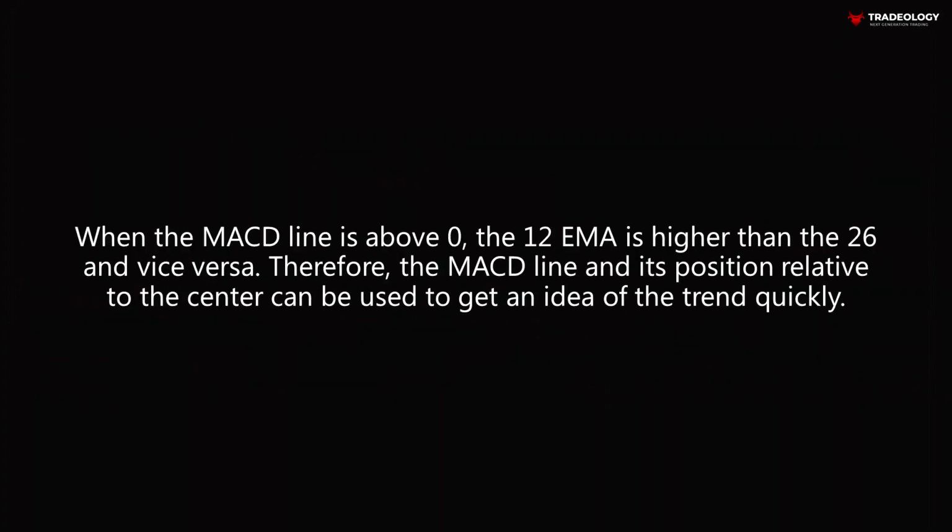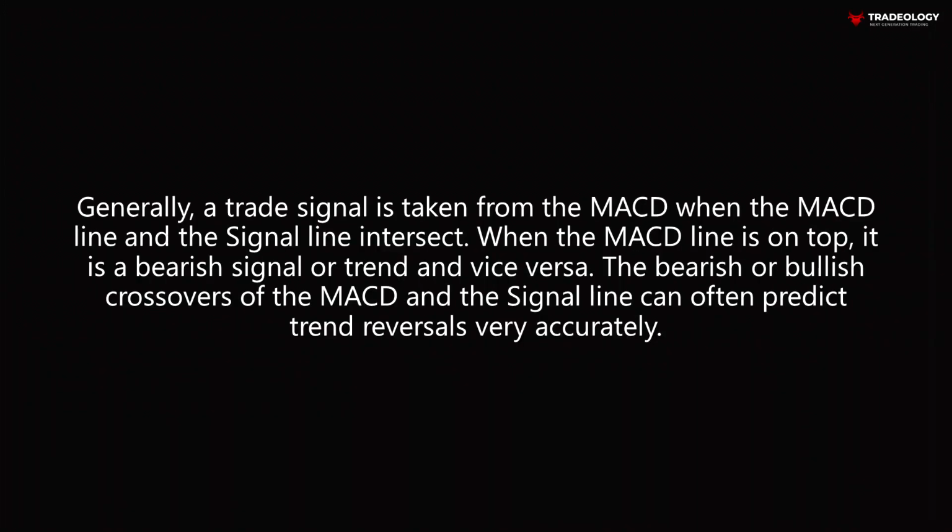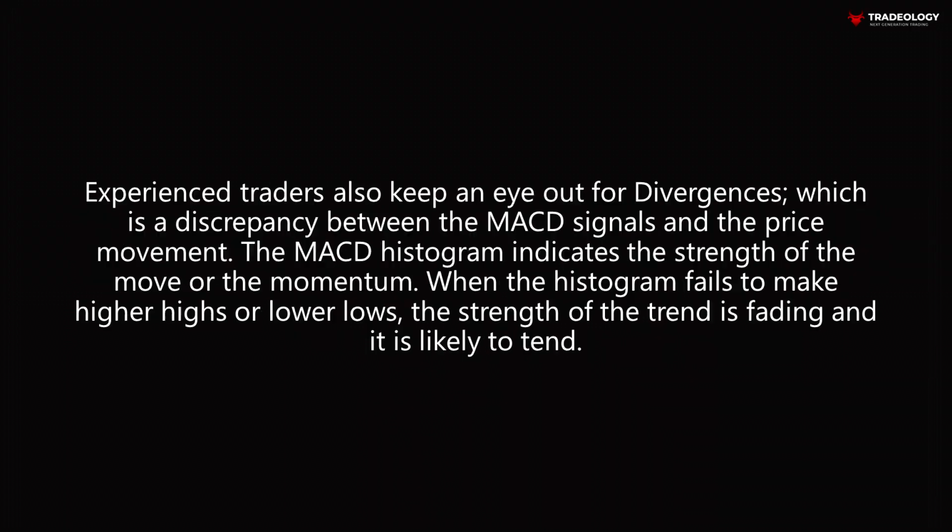The indicator has a mean center line at 0 around which the histogram oscillates. When the MACD line is above 0, the 12 EMA is higher than the 26 and vice versa. Therefore, the MACD line and its position relative to the center can be used to get an idea of the trend quite quickly. Generally, a trade signal is taken from the MACD when the MACD line and the signal line intersect. When the MACD line is on the top, it is a bullish signal or trend and vice versa. The bullish or bearish crossovers of the MACD and the signal line can often predict trend reversals very accurately.